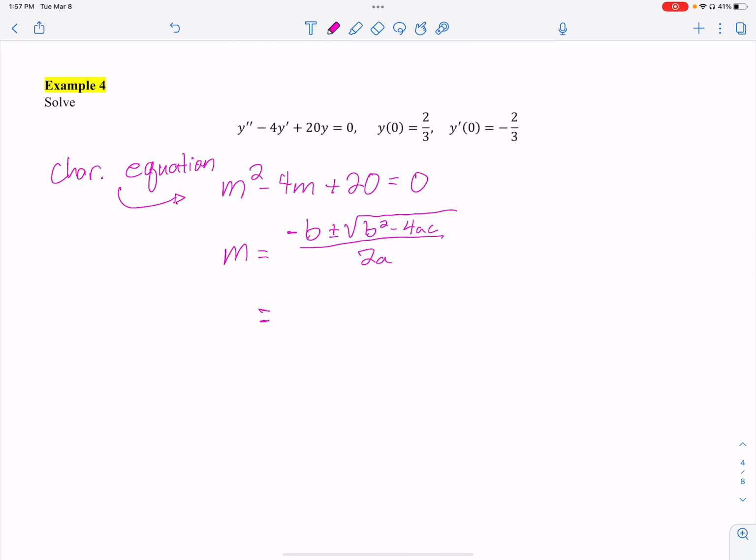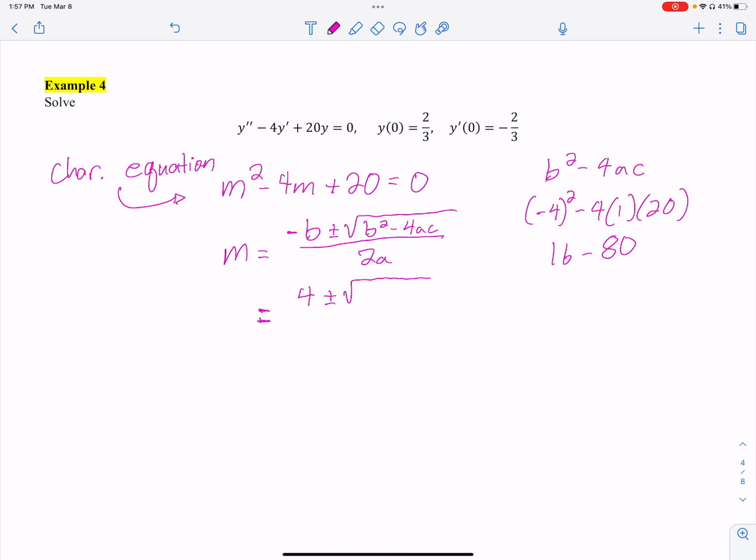So negative b, or opposite of b, is how I think about it. I get 4 plus or minus, and then I always do this off to the side, just to make sure I'm not overwhelming myself with plugging things in and having to recopy. All right, so I get 16 minus, okay, that's 80, so 64. And it's negative. So I got negative 64 all over 2, because a is 1.